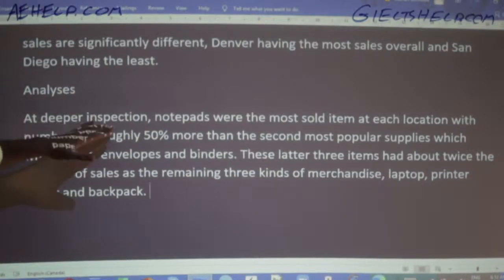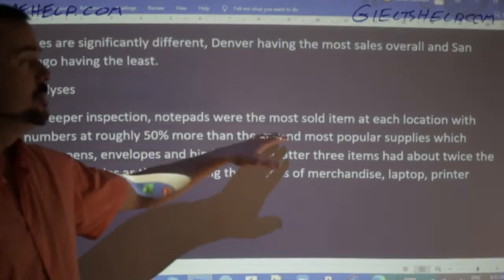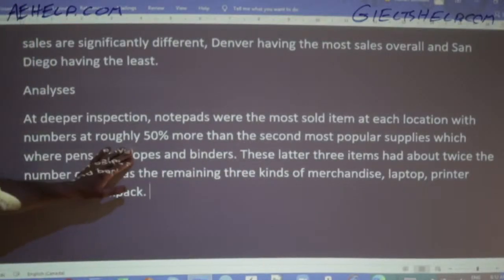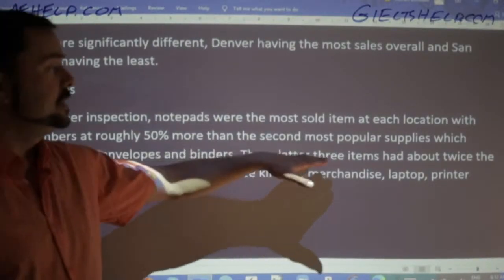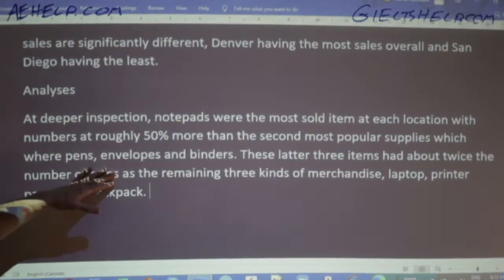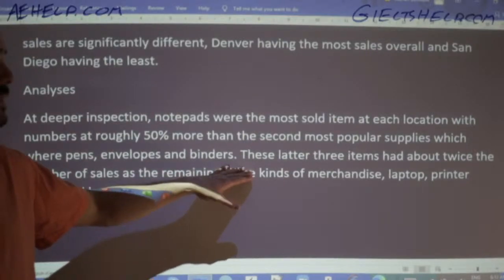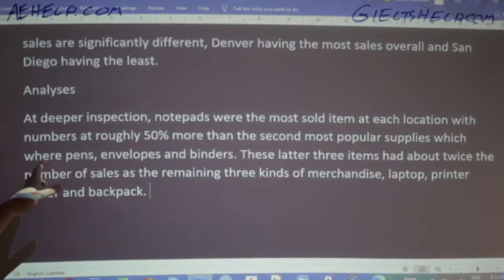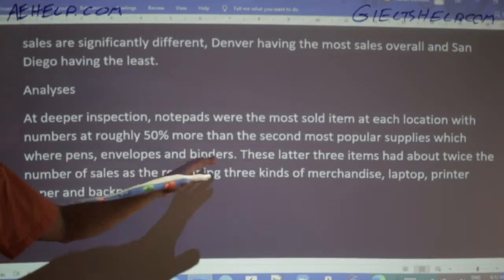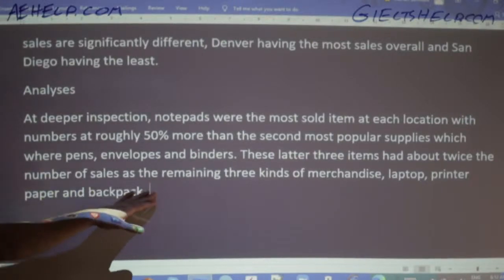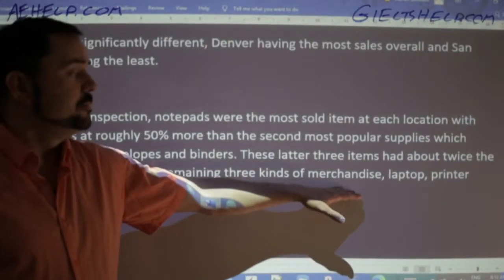So at deeper inspection, notepads were the most sold item at each location, with numbers at roughly 50% more than the second most popular supplies, which were pens, envelopes, and binders. These latter three items means that I'm referring to these three items. So these latter three items had about twice the number of sales as the remaining three kinds of merchandise.